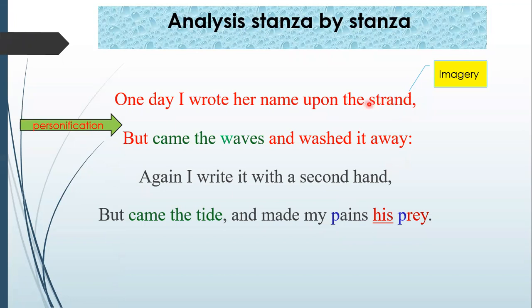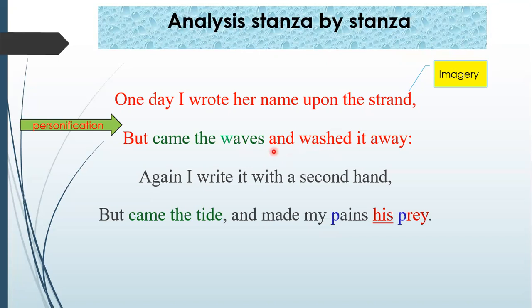We have here imagery because he is describing a picture as if we are watching a movie, or watching a picture of a lover writing the name of his beloved lady on the sand. So here we have imagery. What kind of imagery? We have visual imagery because it's describing a picture that we can sense. In the second line, but came the waves and washed it away.